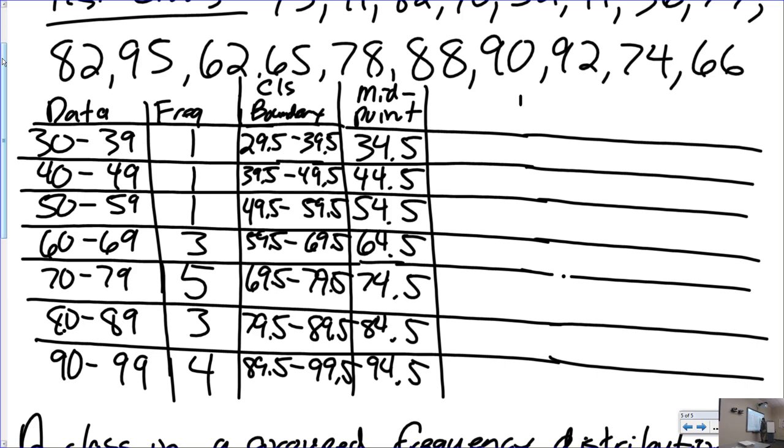All right, so the next one is relative frequency. Does anybody know what relative frequency means? How often it happens compared to everything else. How often it happens compared to everything else, exactly. So what would be the relative frequency of the first class? One out of? 18. Out of 18, right?